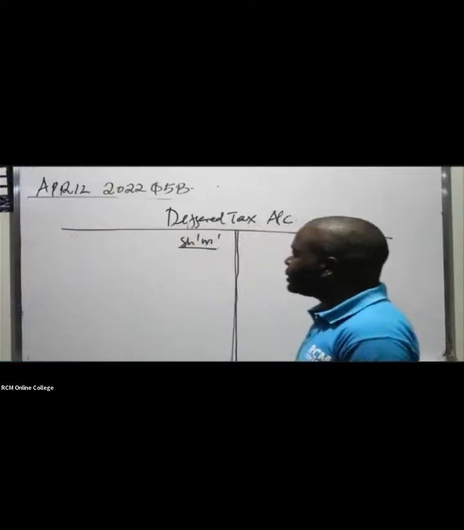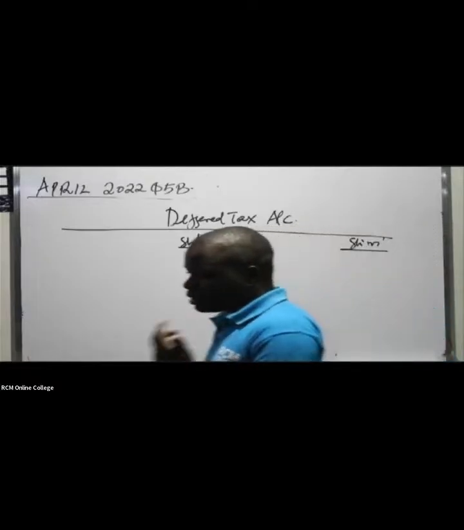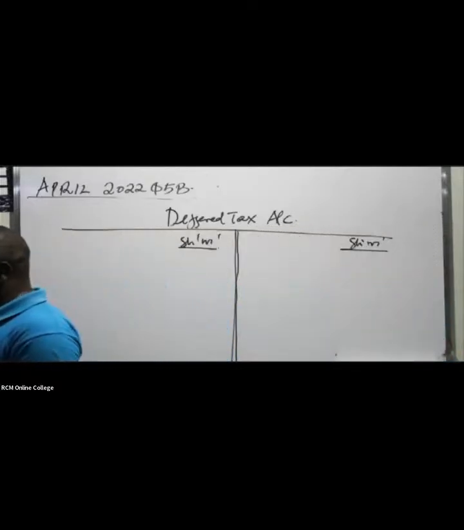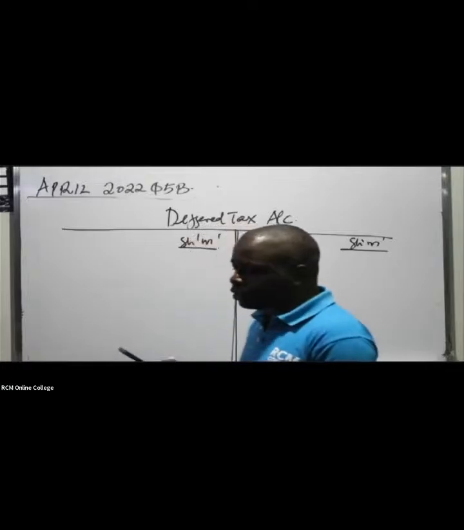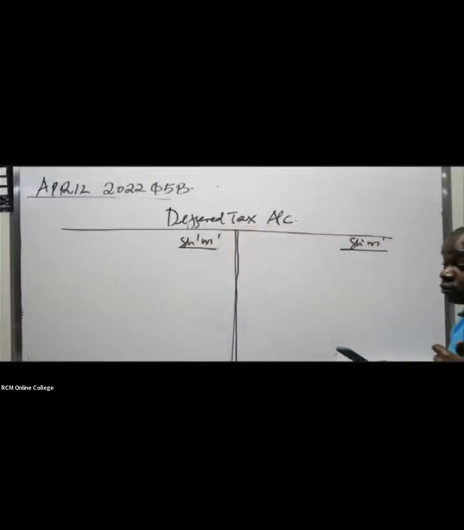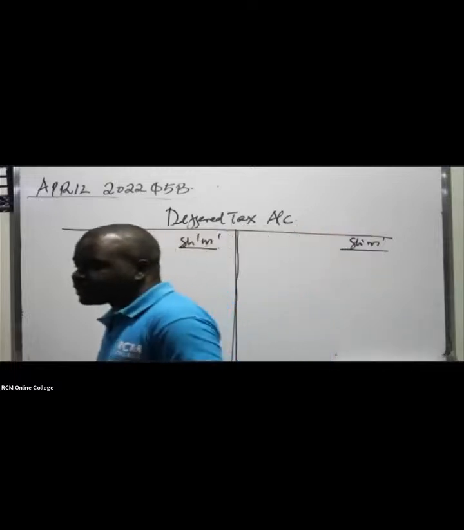So it means this opening balance, we are going to put it on which side of this deferred tax account? Also try to juggle your mind. You are told that the deferred tax liability at the start of the period was an amount of 272 million. So which side of this deferred tax account are we going to put it on?